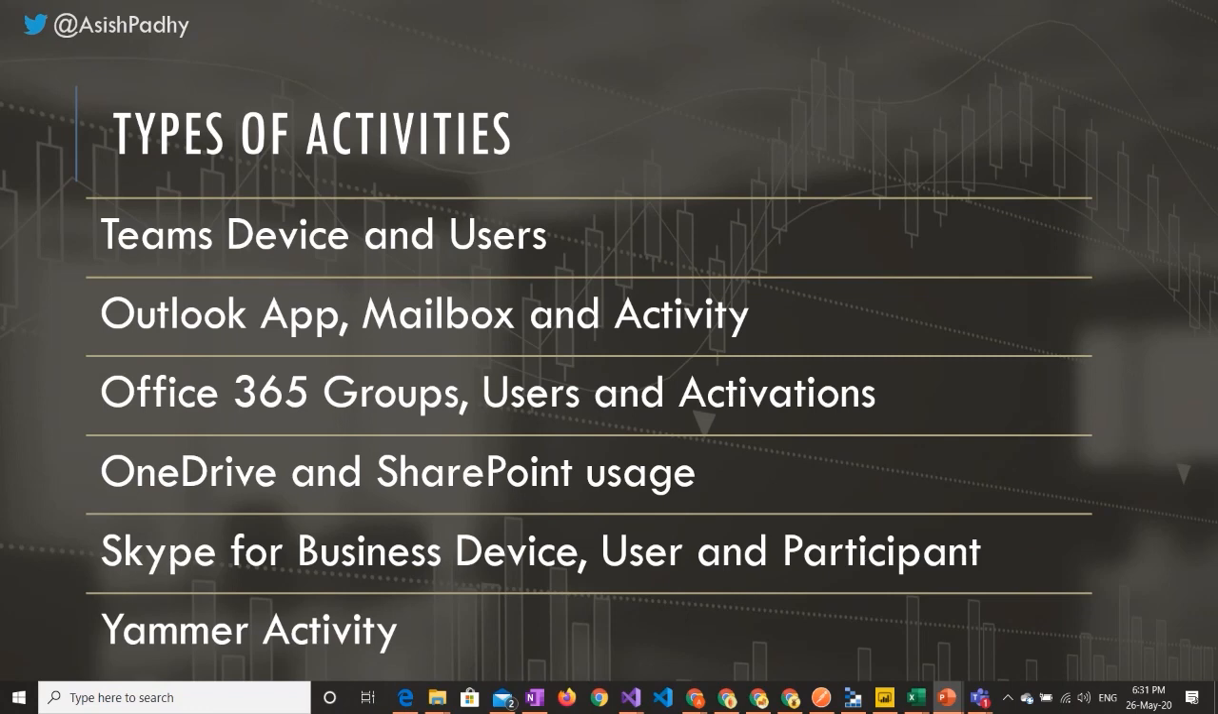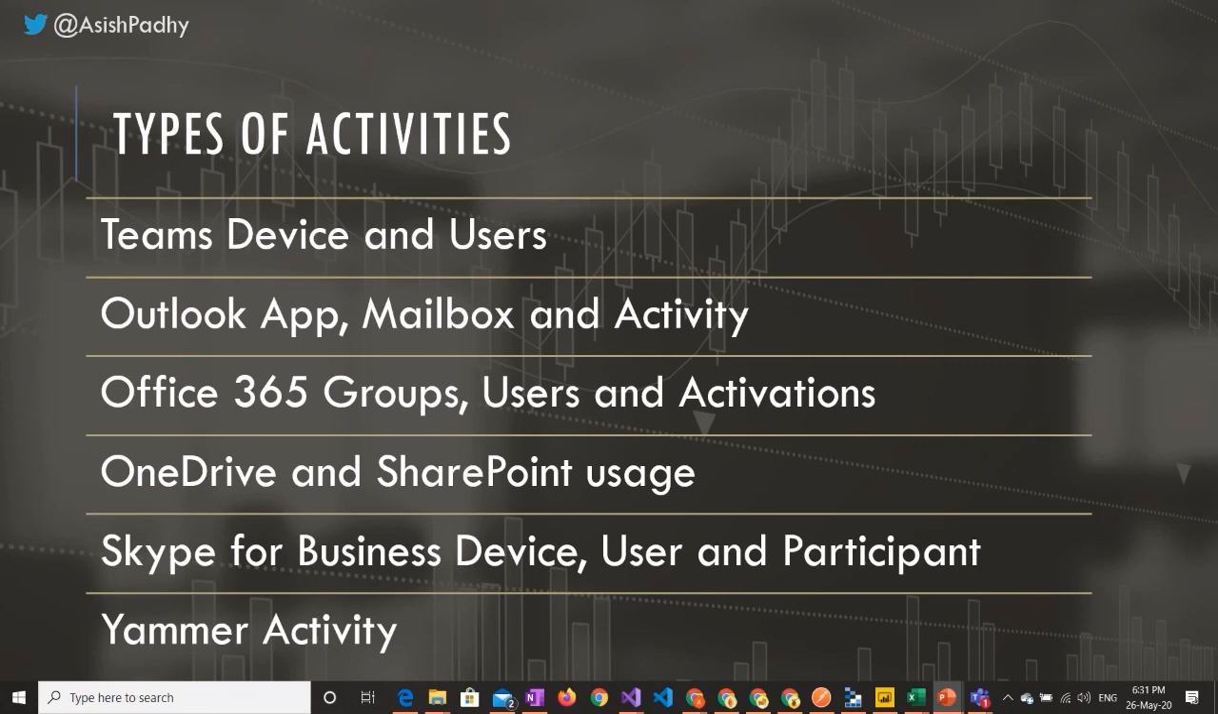So it gives you the Teams device and the user's activities. It gives you the Outlook app, mailbox, and activity on the Outlook end. It gives you the groups, the users, and the activations that have happened on those licenses. So if a few users joined and have been activated within that month, you can see all that data, and you can see which groups have been created and which users are active. You can see OneDrive and SharePoint.